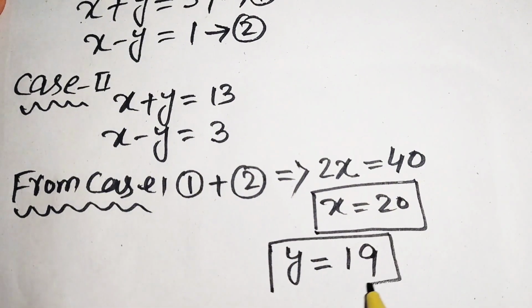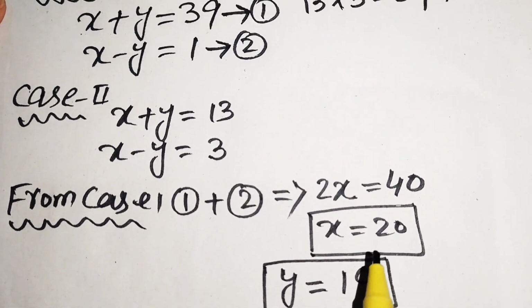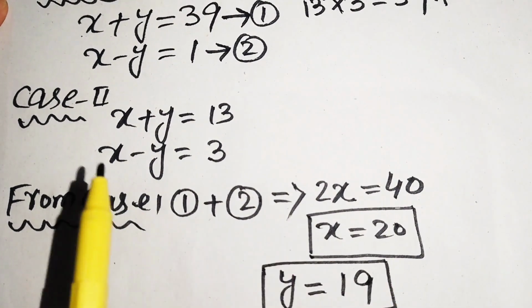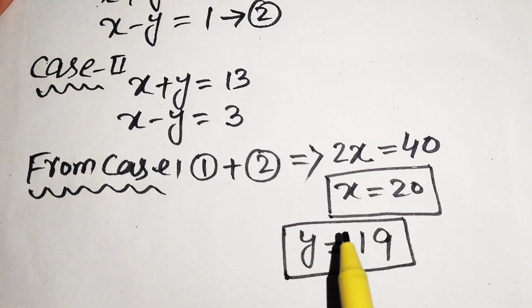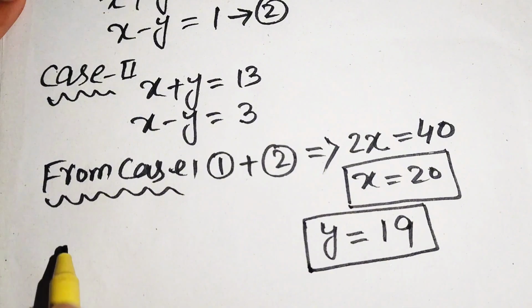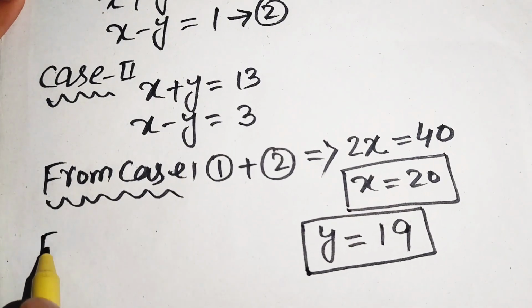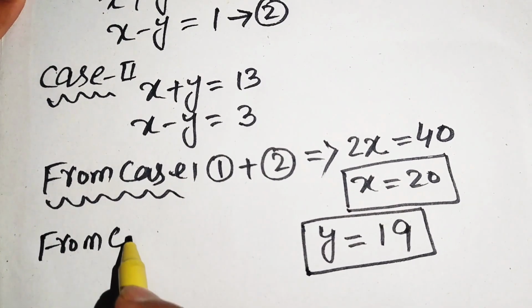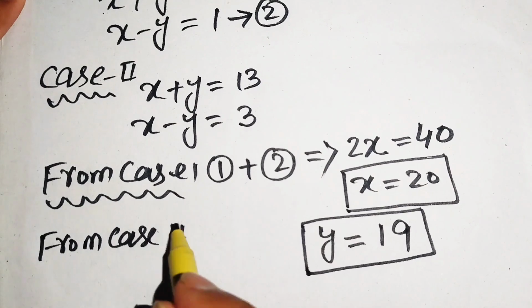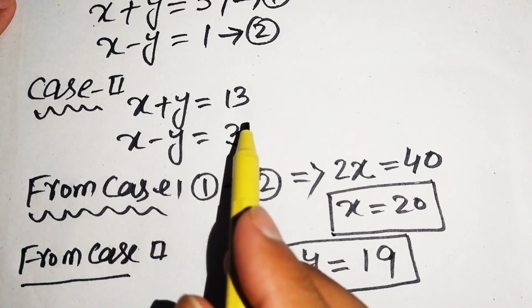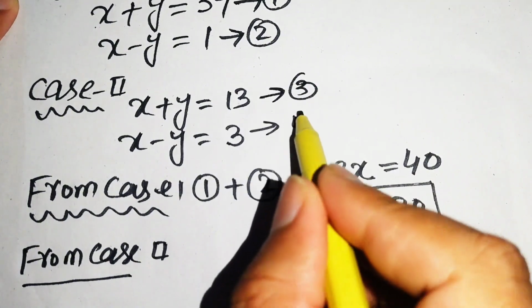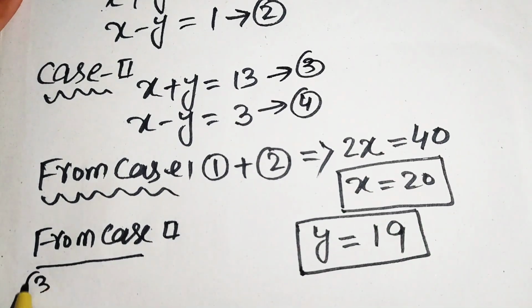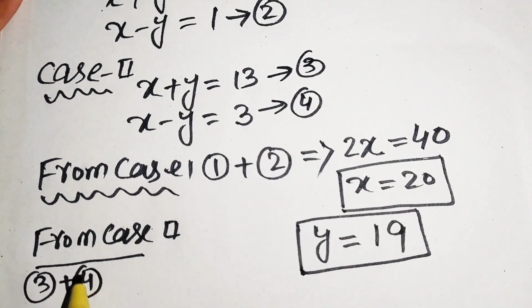So in the first case we get the value of x is 20 and the value of y is 19. So here we find the values of x and y from case number 1. Similarly, now we focus on case number 2. So this is case number 2, and we call this equation number 3 and this equation number 4. So here first we add equation number 3 and 4.